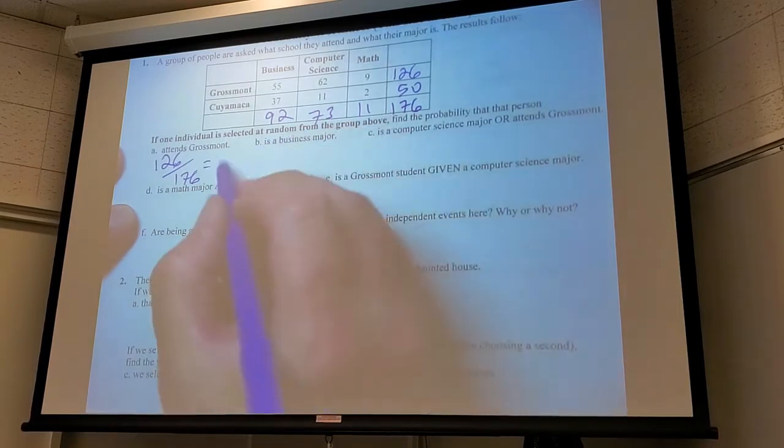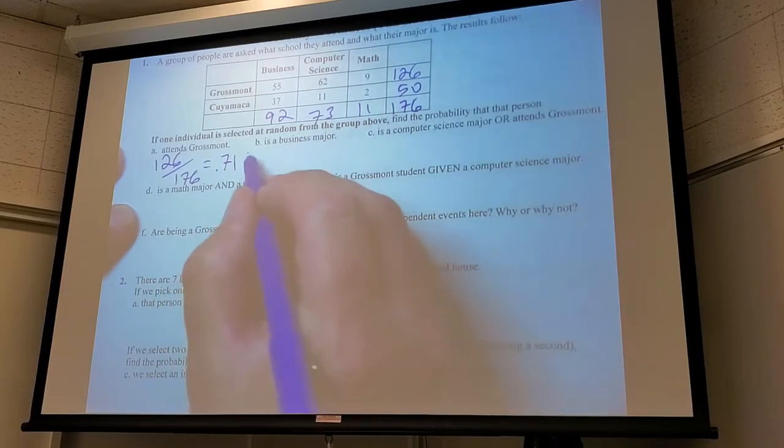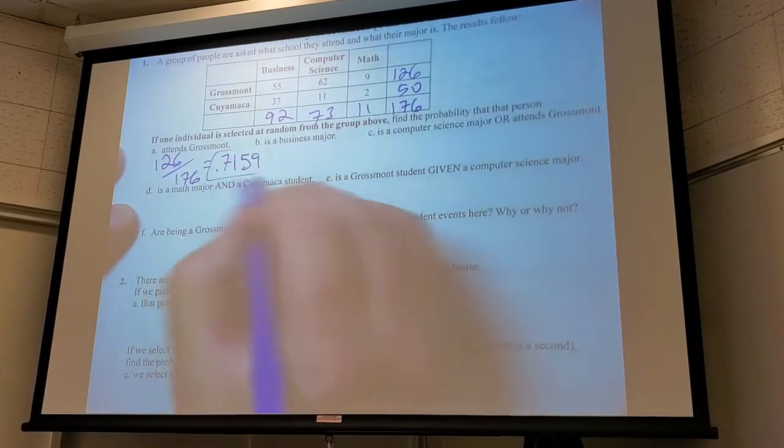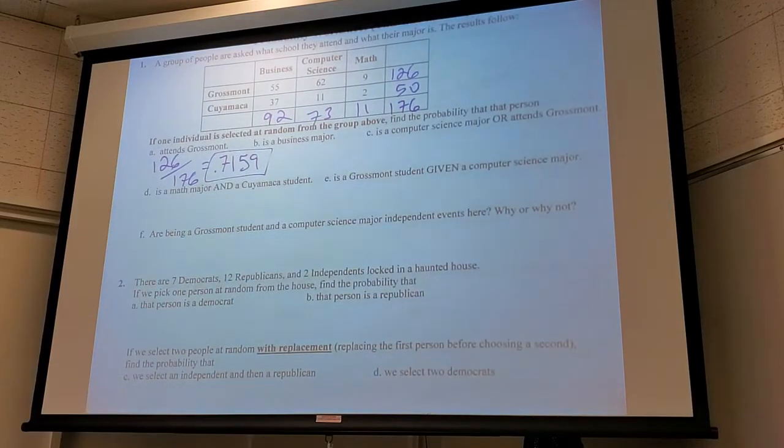0.7159. 7159. Yeah. Crowdsourcing these. So, okay. And now part B is a brand new question about the same group of people.